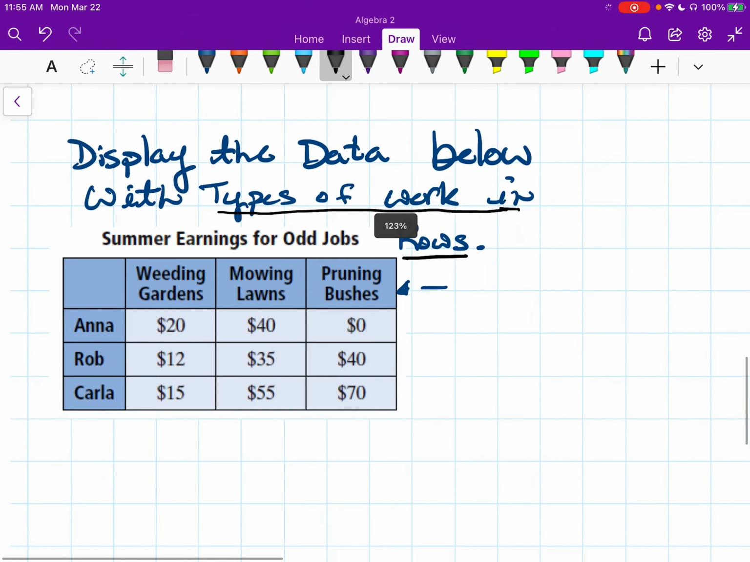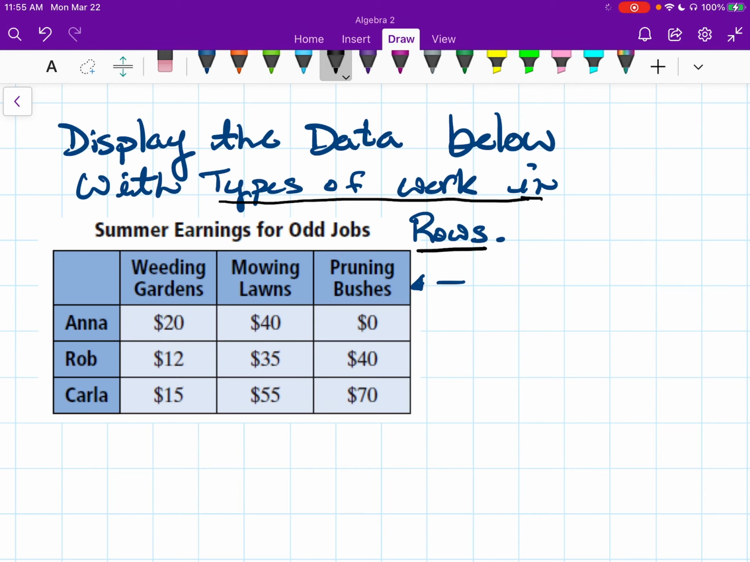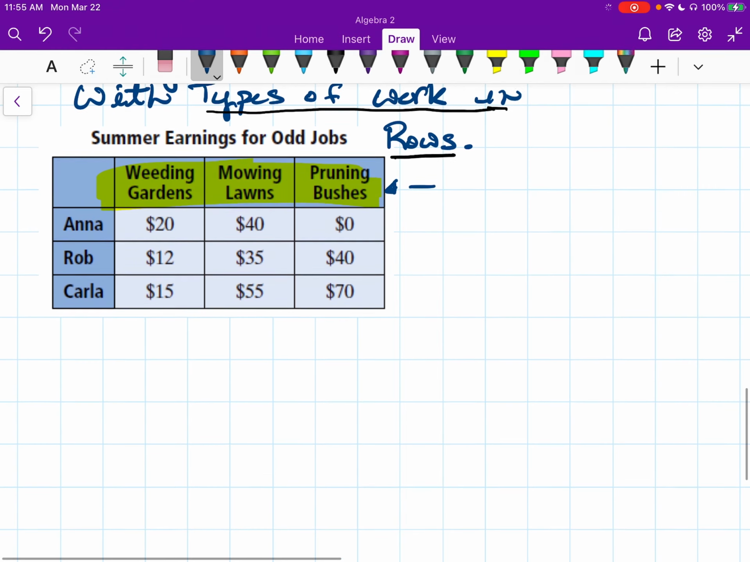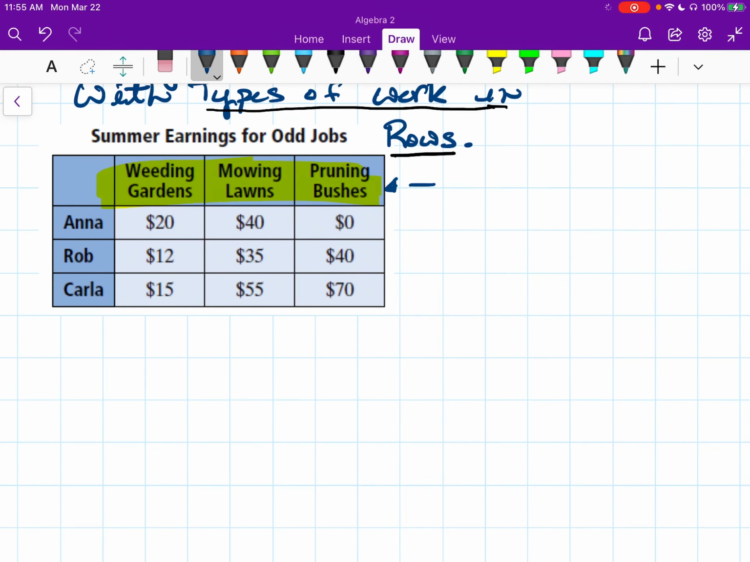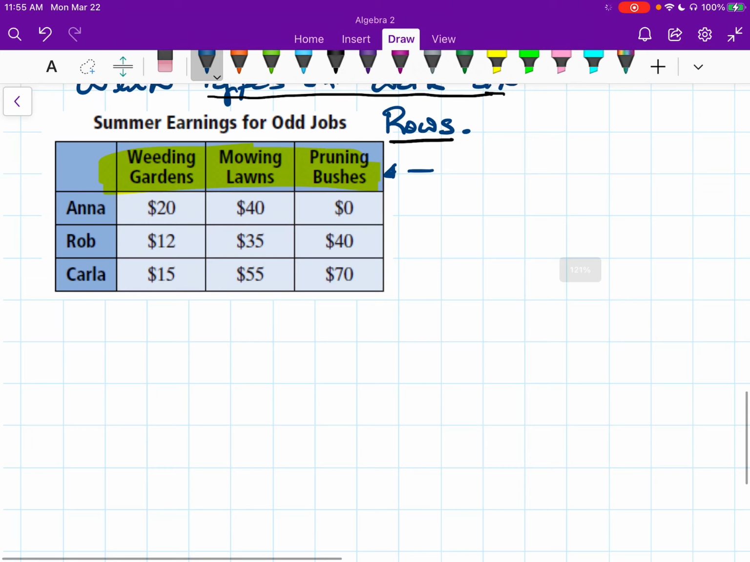Lastly, we have: display the data below with types of work in the rows. Right? The types of work is this vertical. Well, we want them to be kind of swapped to be in the rows. And there's going to be a homework problem that's similar to this. It's kind of worded a little bit weird, I think, and I just wanted to show us how to do this. So we want them to be rows. So I'm going to kind of draw this out as a chart.